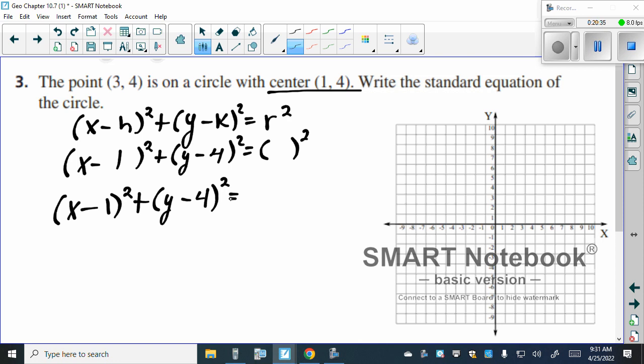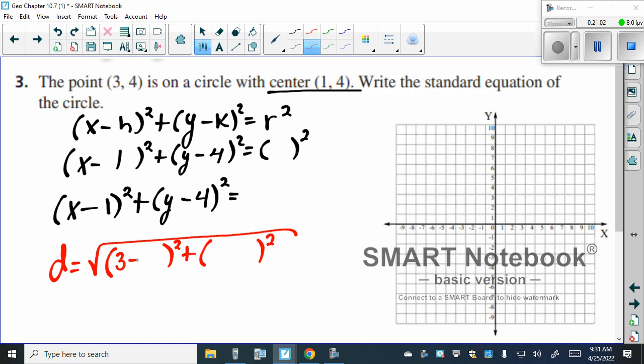And to get that, we're going to use the distance formula. Now, I'm not going to rewrite out the general form. We're just going to put in the numbers. So our two x values would be 3 minus 1. And the next one we would have 4 minus 4. Right?